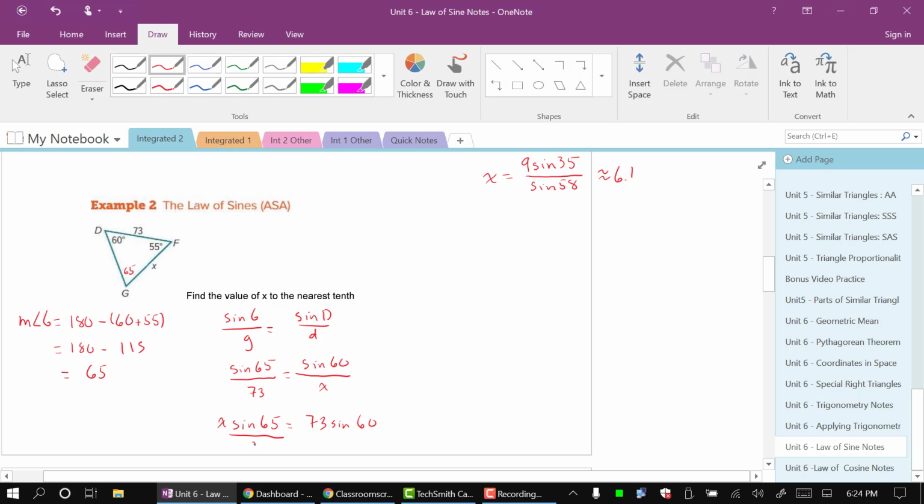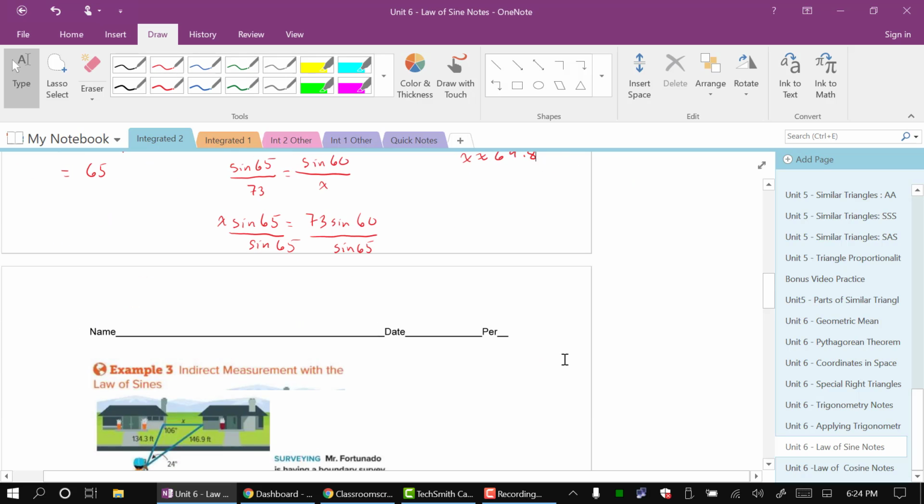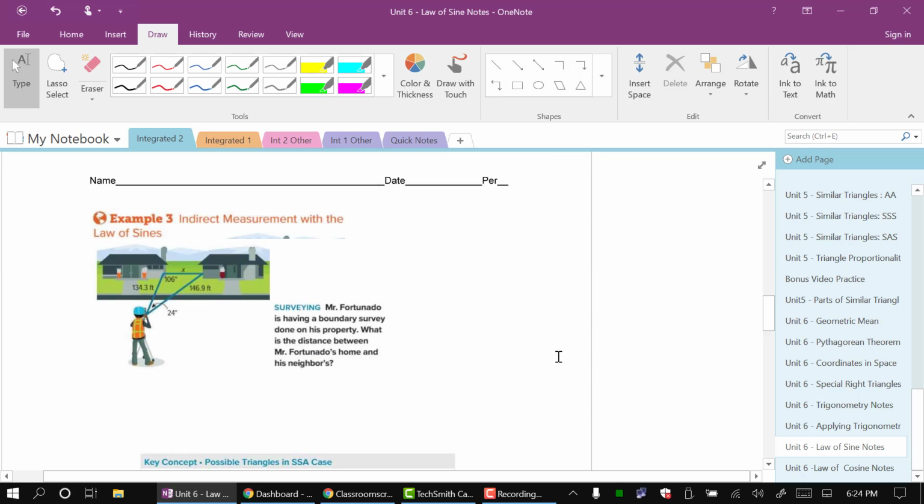Divide both sides by sine 65 to get x by itself. So I get x equals 73 sine 60 divided by sine 65, which is going to give us about x equals about 69.8. So 69.8 is our value. And let's take a look at our next example.